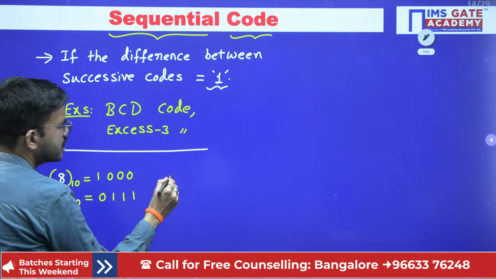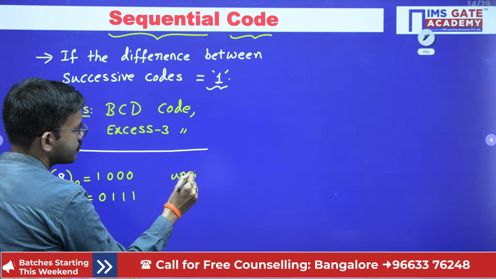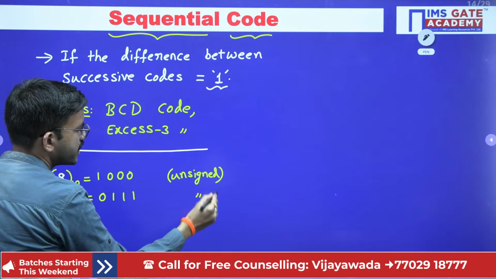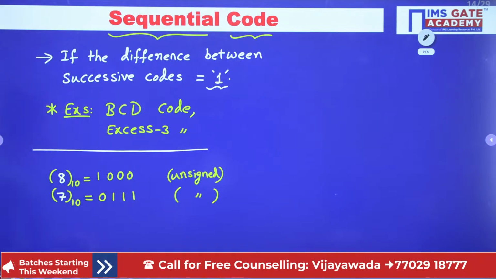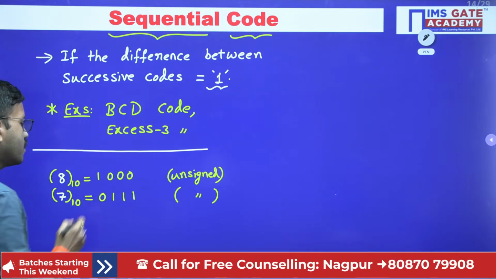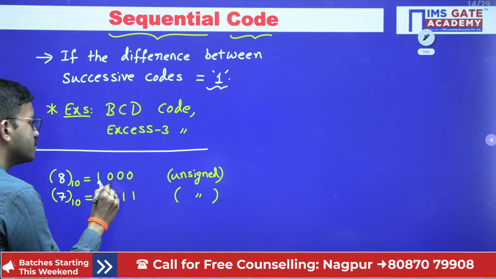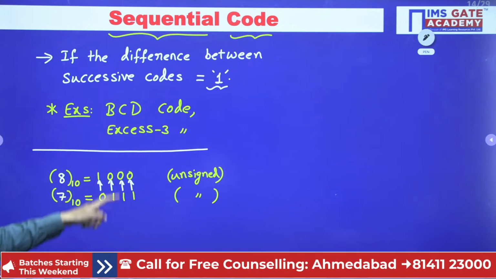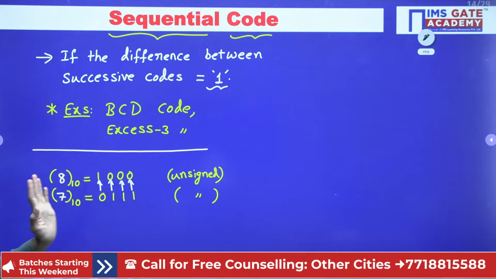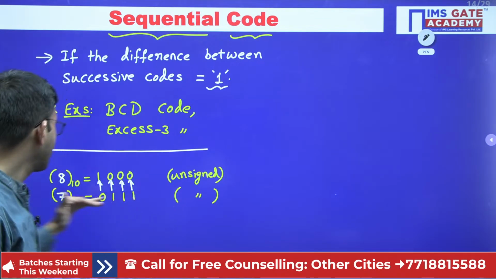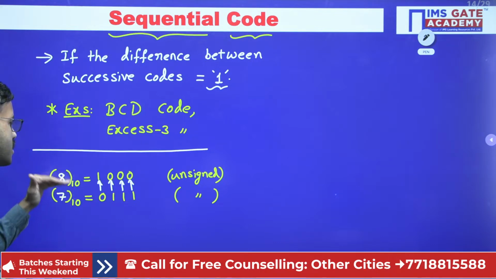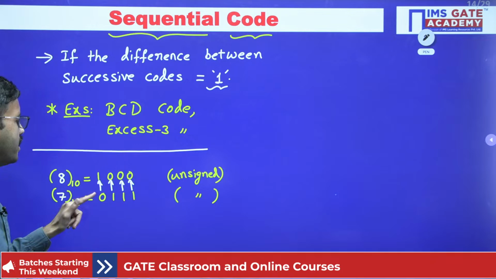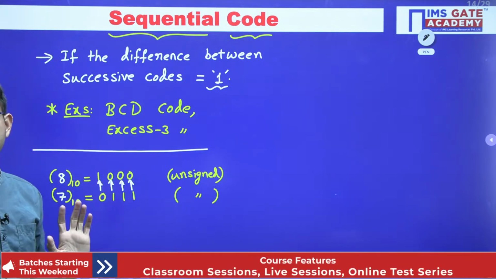Okay, if you are considering the corresponding code unsigned, what will happen here? Just observe, all the bits have to be complemented. Even though 7 and 8 are adjacent numbers, if you are using an unsigned internal code, all the bits have to be complemented, okay.